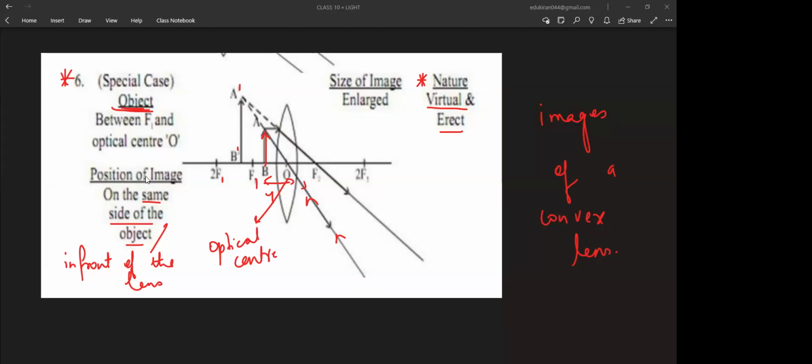So this is anywhere on the same side in front of the lens where the object is, anywhere. It could be at 2F1 also, it could be beyond 2F1 also. Okay, just write down all these cases. Any doubts you have, please let me know.